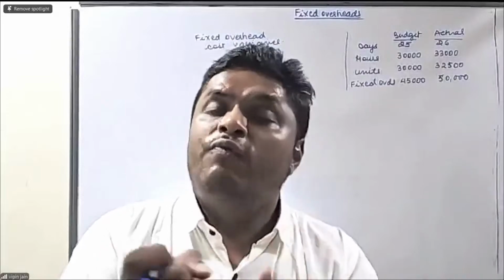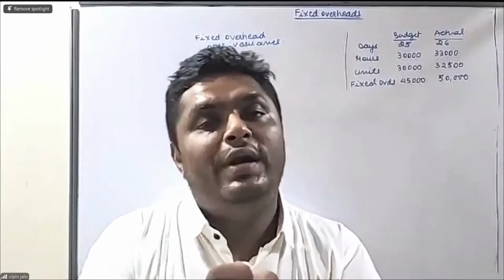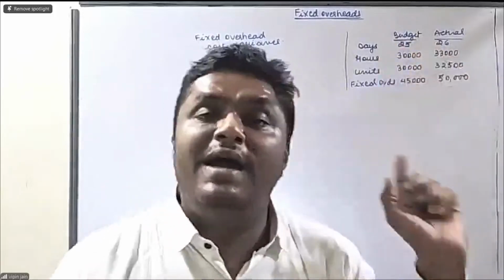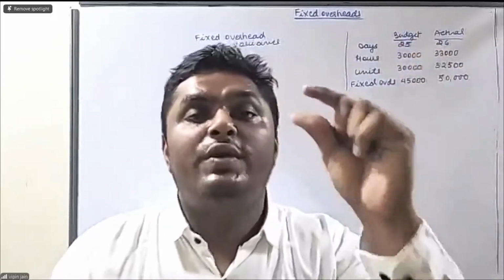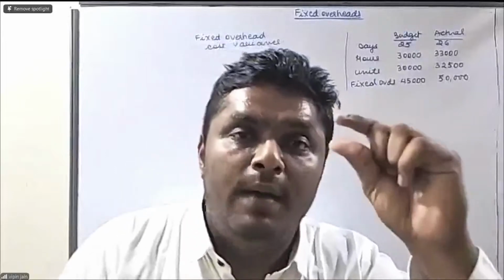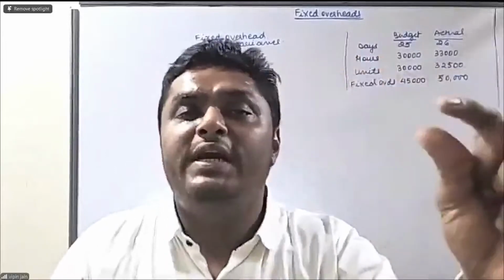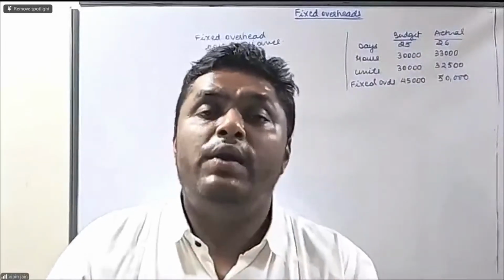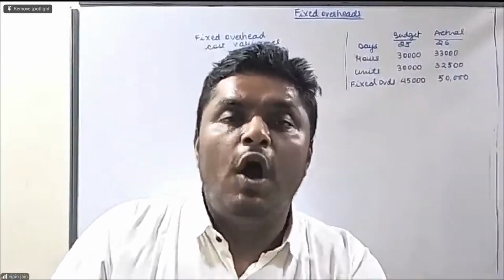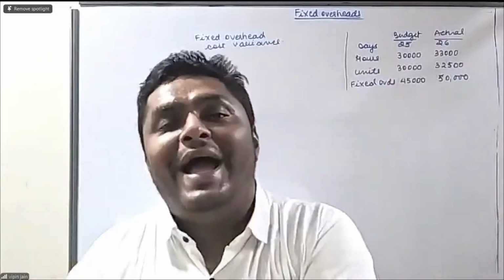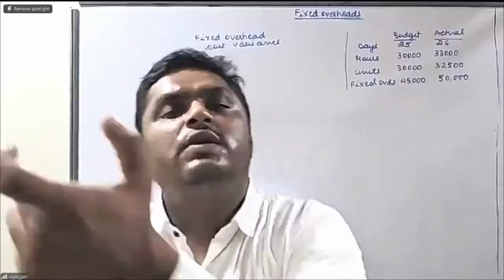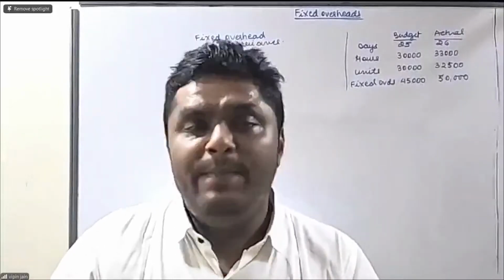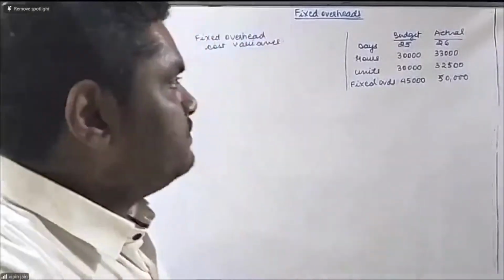I repeat again, we first used to calculate the absorption rate. How did we calculate the absorption rate? Overheads divided by hours or units. That absorption rate, or budgeted rate or predetermined rate, is applied to actual hours or actual units to calculate absorbed overheads. And these absorbed overheads were compared with actual overheads to calculate under or over absorption. So the same process will be followed here also.